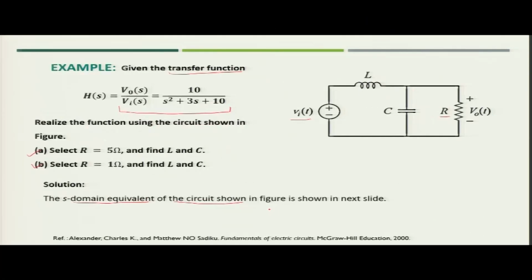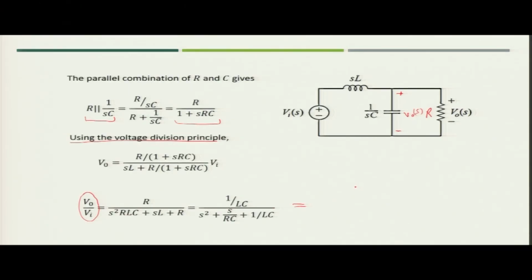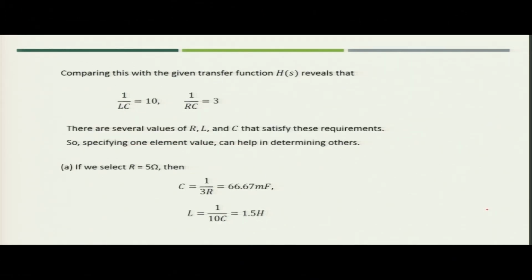Now, if you see the transfer function, that is 10 upon S square plus 3S plus 10. So, that should be equal to 10 upon S square plus 3S plus 10. If you compare both of them, you will get 1 by LC equal to 10 and 1 by RC equal to 3. So, these are the two values which we will get when we compare the transfer functions.